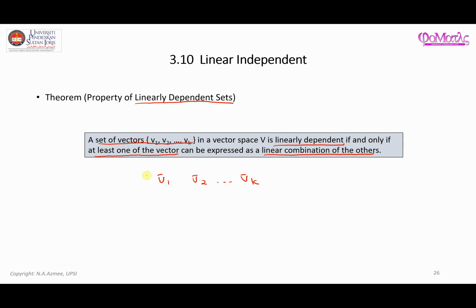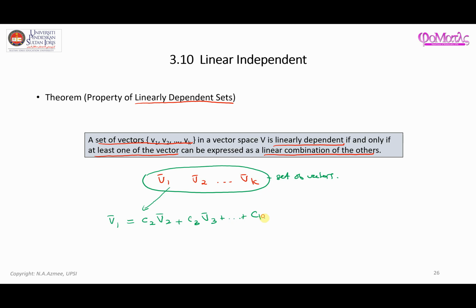and this is just a set of vectors, is it possible that you may express vector 1 in terms of other vectors? For example, C2 vector 2, remember this is the scalar right next to our vector. Maybe C3 vector 3, and then it goes on until the kth vector. Okay, so is it possible?